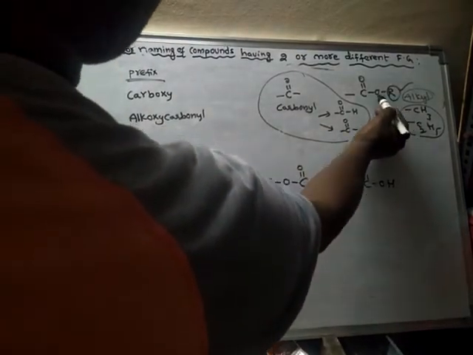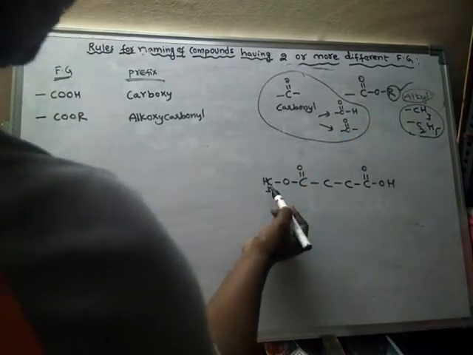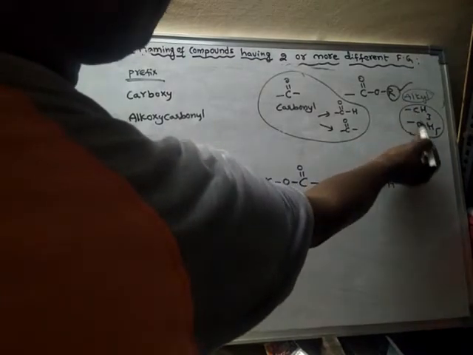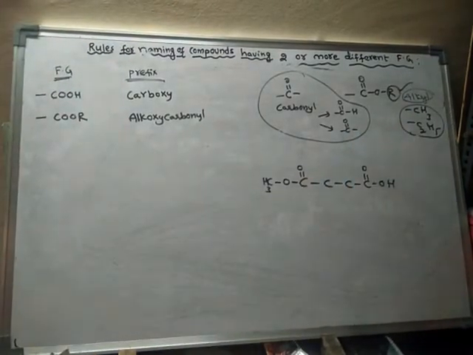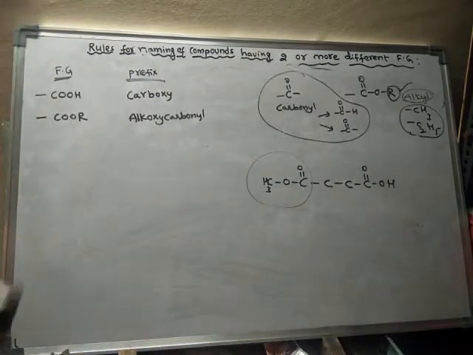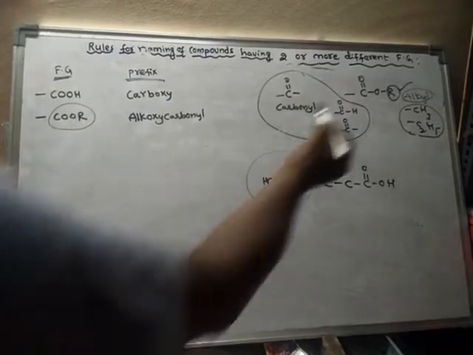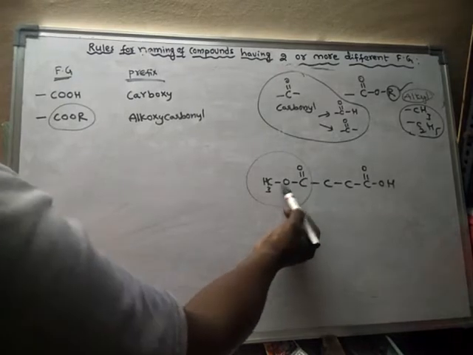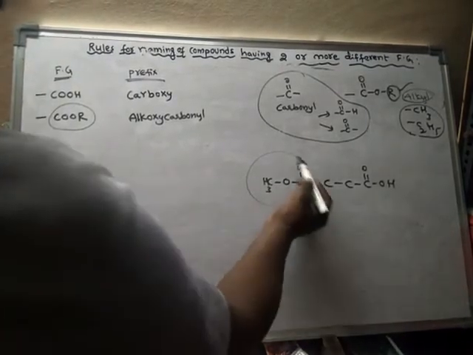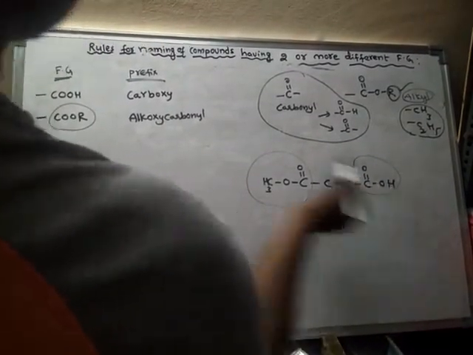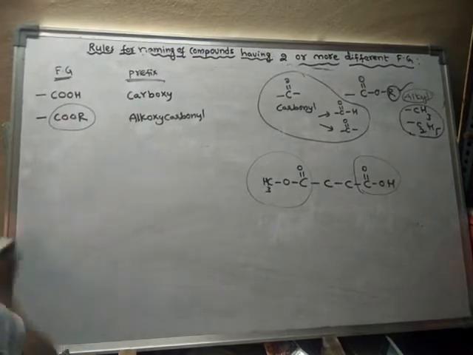Alk means R. R is ROCO. See, R means I may write any alkyl group. So this entire thing is called the ester functional group, COOR. So this is one functional group and this is another functional group. What is this functional group? COOH. Okay.